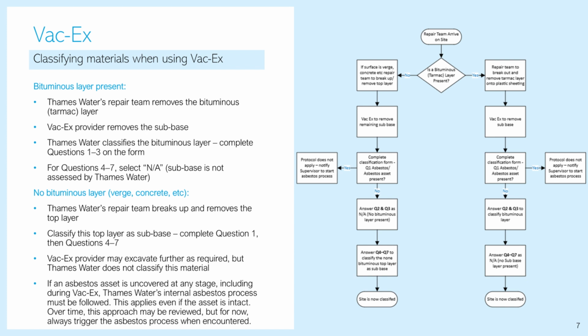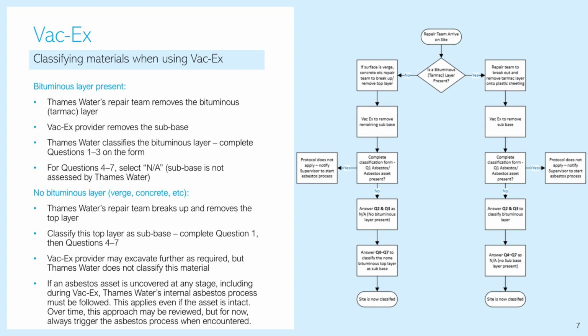On the last slide, we covered how to classify materials on a standard excavation. Now let's look at how things change when a Vac Ex is in use. The key rule is simple. Thames Water only classifies the material we have physically handled. If we didn't dig it, we don't classify it.